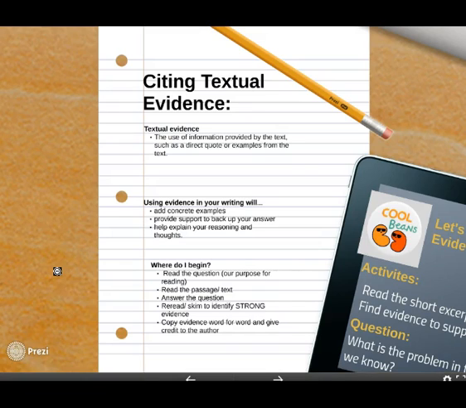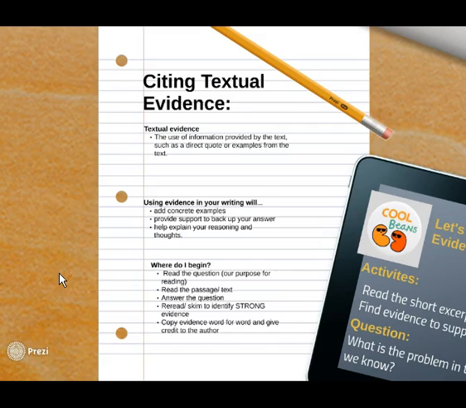So what is textual evidence? Textual evidence is the use of anything from the text to support your answer. It's a direct quote, it's examples, it can be dialogue. A lot of people tend to get confused when I say direct quote, because when you think of quoting, you think of quoting what someone's saying. But when we're using evidence from a text, when you use a quote, you're quoting what the author wrote. So anything in the text can be used as a quote.